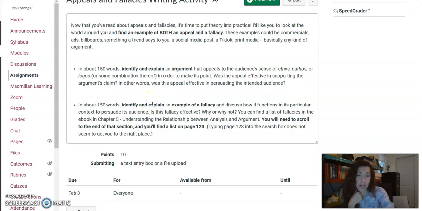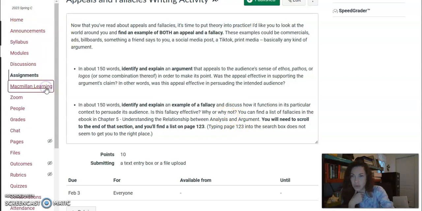And then I want you to find an example of a fallacy, explain what it is, how it functions, and whether or not it's effective. What's interesting is that you can use a logical fallacy, and depending on the audience, it can be effective, which is kind of scary. And keep in mind that you want to get into chapter 5 and scroll down. If you type in page 123, it doesn't always get you to the right place.